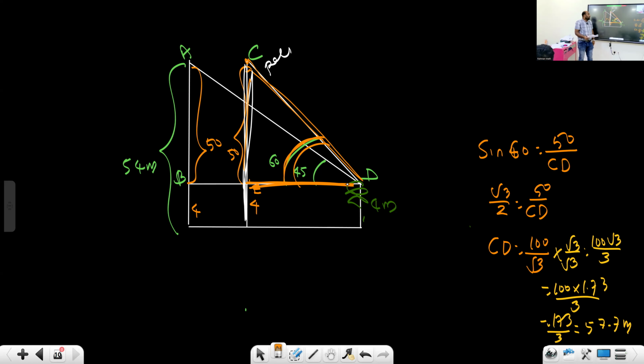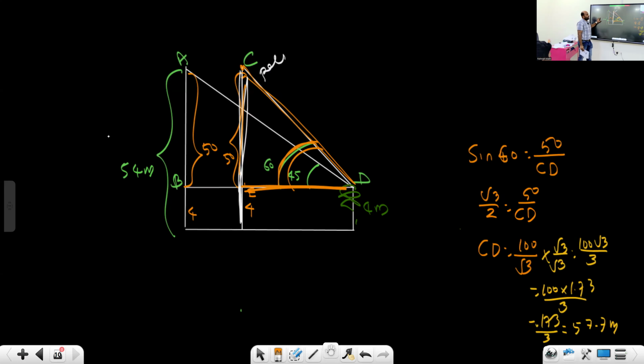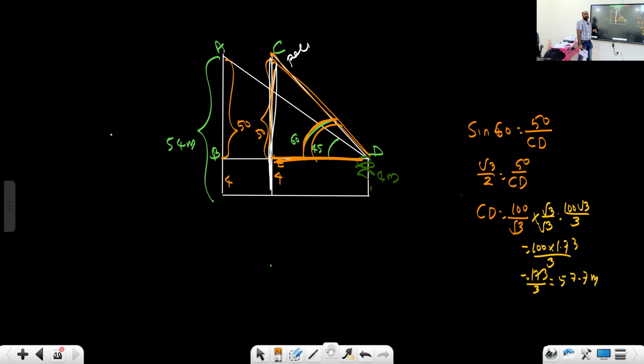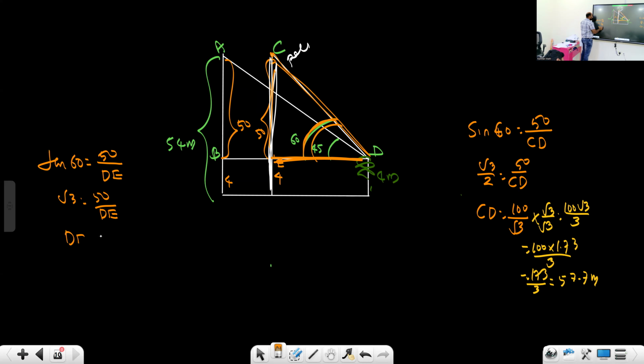In triangle CED, second answer. In triangle CED, tell me what angle again? 60. Tan 60 equal to, tell me, tan 60 is what? 50 by DE. Root 3 equal to 50 by DE. DE equal to 50 by root 3. Is it?